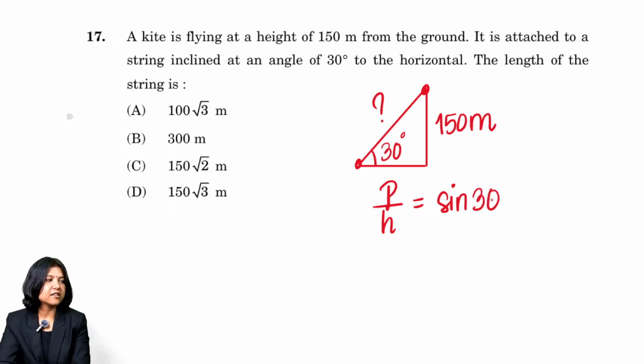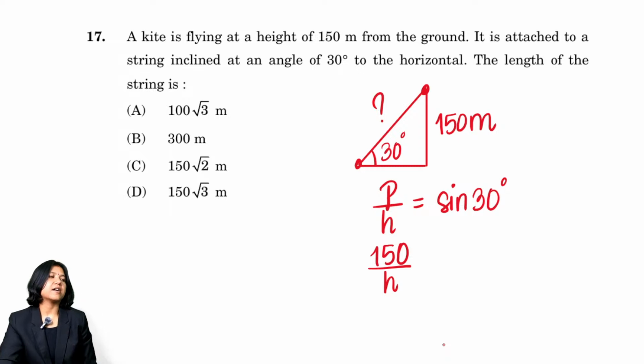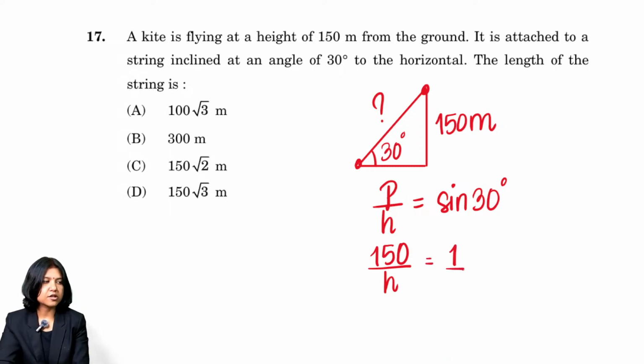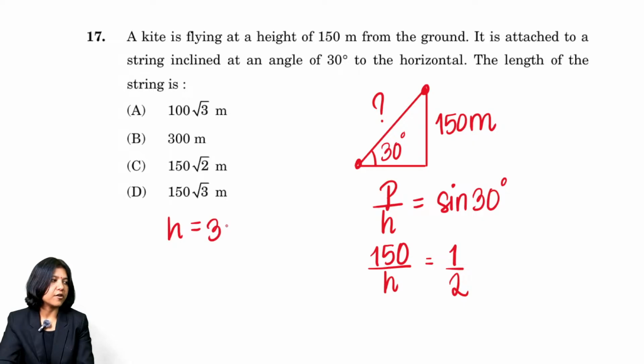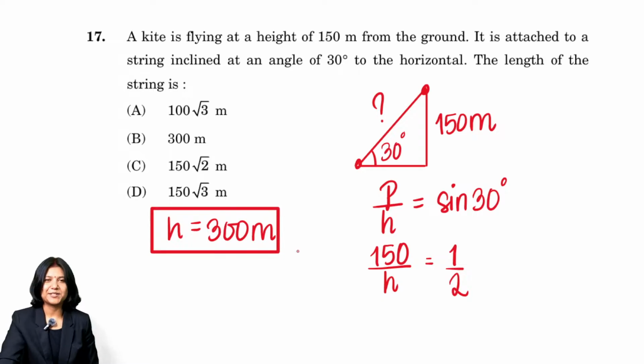So perpendicular is given to me as 150 meters. Height, not height, this is hypotenuse. So hypotenuse is missing. Sine 30 is how much? I showed you in one of the questions before, it's half. Cross multiply to get the value. Height is equal to 300 meters. Or not height, hypotenuse, sorry.